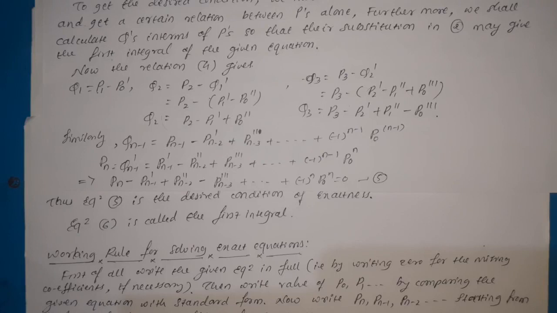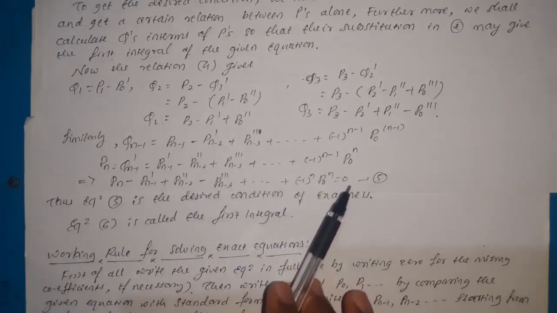If the equation is a cubic equation, then p naught is equal to what? The coefficient of d cube y by dx cube, and p1 will be the coefficient of d square y by dx square, then p2, p3, like that it will go. So Pn is the coefficient of y, and then Pn minus 1, Pn minus 2, Pn minus 3, and p naught is the coefficient of the highest order derivative in the given equation. Therefore this is the condition of exactness.